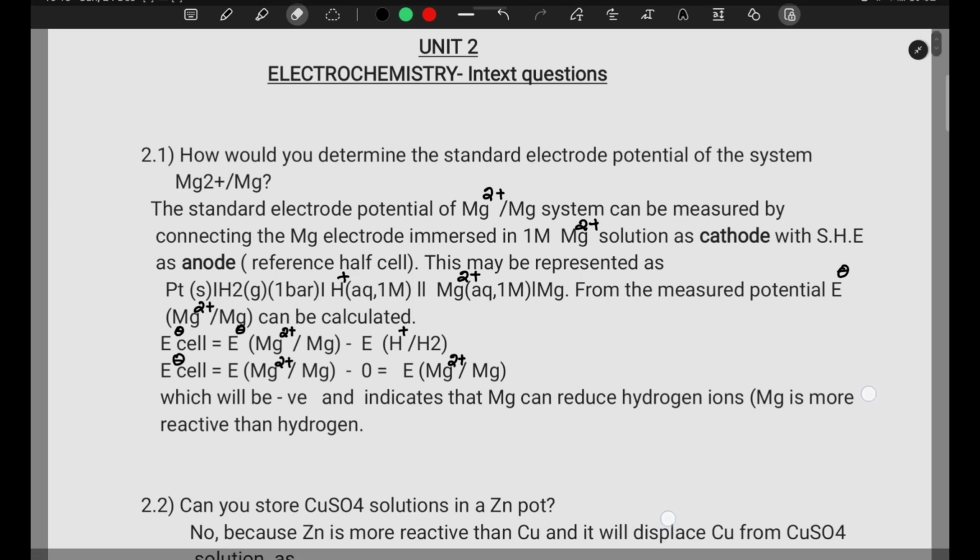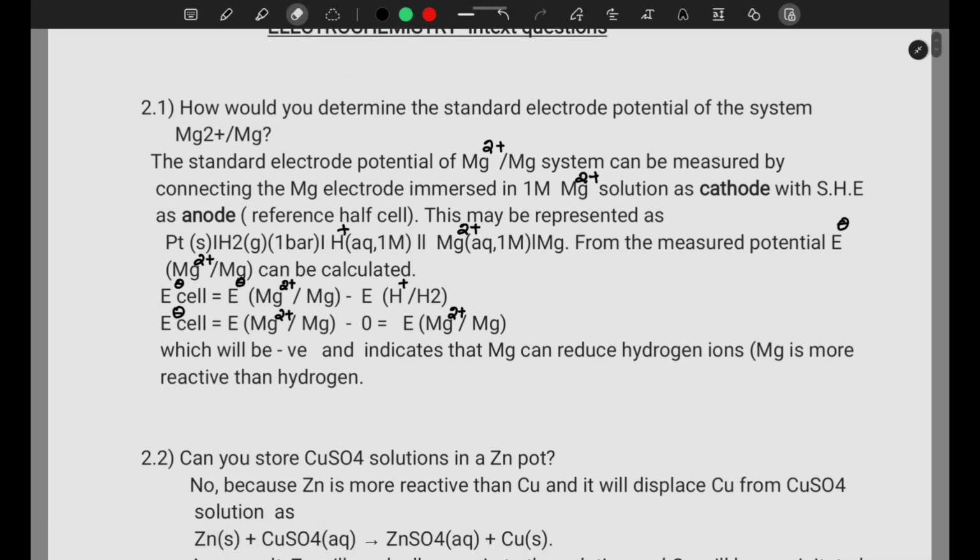So let us represent the cell as Pt/H2/H+ || Mg2+/Mg. From the measured E0 cell value, we can calculate the E0 value or reduction potential value of the magnesium electrode. In this case, the E0 value or reduction potential value of magnesium will be negative. That indicates that magnesium can reduce hydrogen ions because magnesium is more reactive than hydrogen ions. Because of that, we will get the reduction potential as negative.